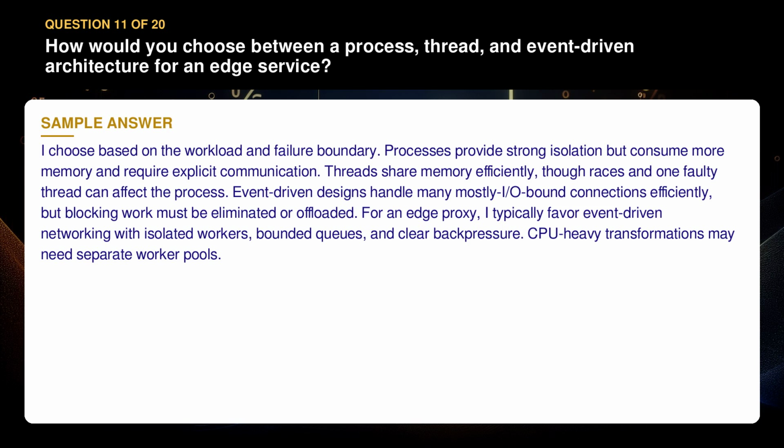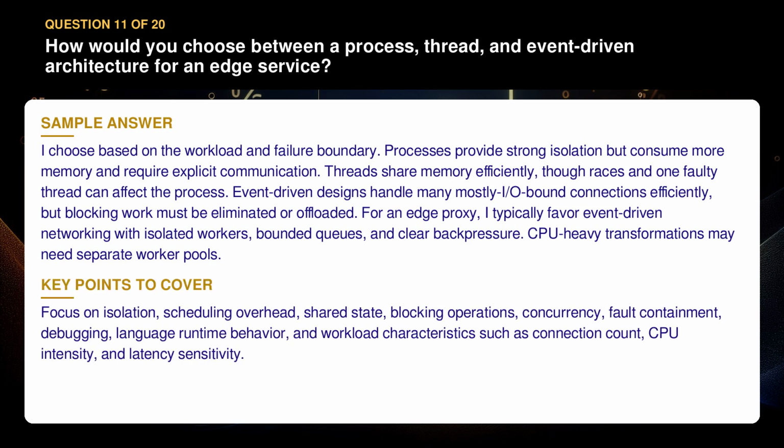For an edge proxy, I typically favor event-driven networking with isolated workers, bounded queues, and clear backpressure. CPU-heavy transformations may need separate worker pools. Focus on isolation, scheduling overhead, shared state, blocking operations, concurrency, fault containment, debugging, language runtime behavior, and workload characteristics such as connection count, CPU intensity, and latency sensitivity.